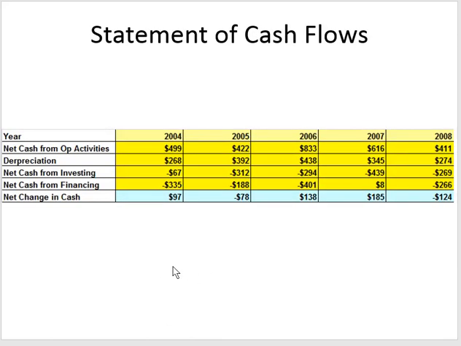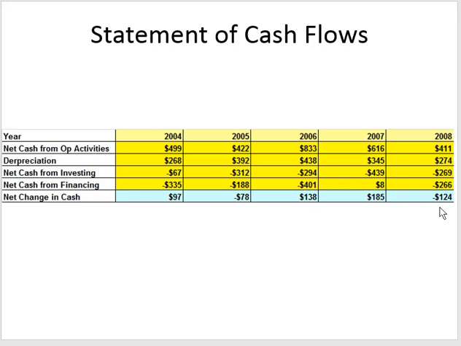So now we have a statement of cash flows. And this is just an excerpt, right? But here we have the net cash from operating activities. We have net cash from investing. We have the net cash from financing. And if you look across the board, sometimes this number, the net change in cash, is negative. Sometimes it's positive. Of course, we like it to be positive more than negative.